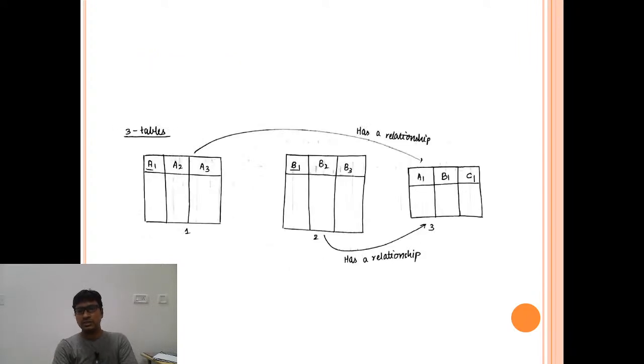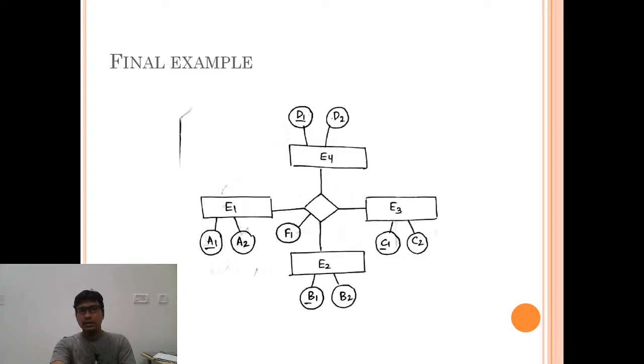If you see here, we need three tables. One table is for E1 entity, one table is for E2 entity, and another table 3 is for this one. So the primary keys A1 and B1 of the tables E1 and E2 combinedly will act as a primary key in this relation. I hope you have understood. Is it clear? Now we will discuss the final example and then we will end this session.